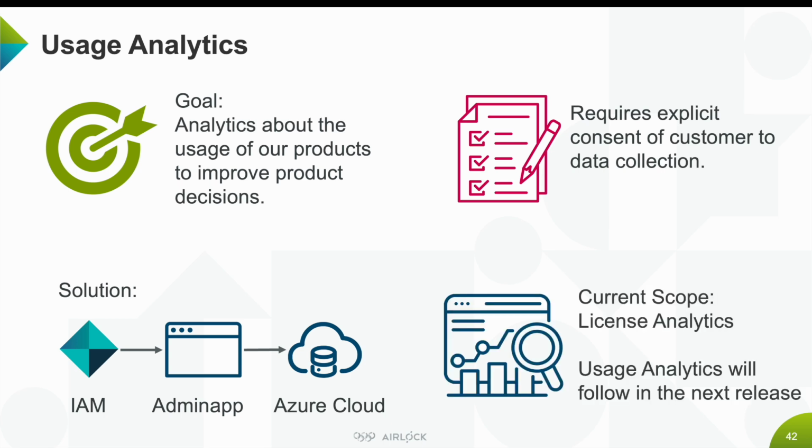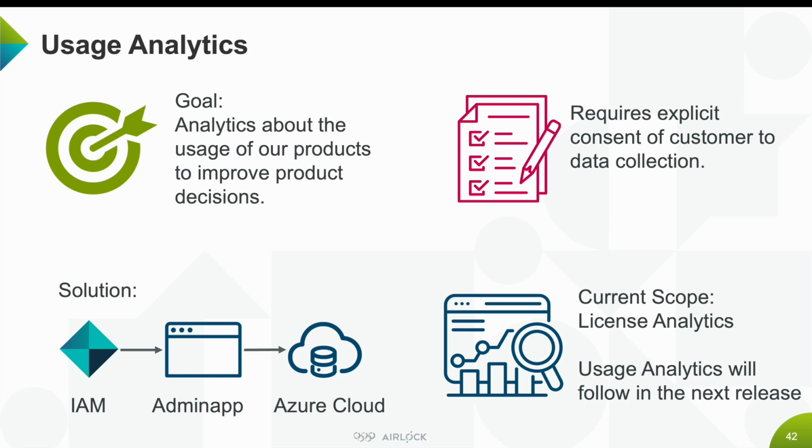Now, what's in scope? Currently, we're only doing license analytics, meaning we return the number of users in your database. We return the license as it is installed on this particular system. And we're also returning the configuration of the usage analytics plugin. Usage analytics actually is a plugin that you configure on the level of the login app, and I hope you will do that.